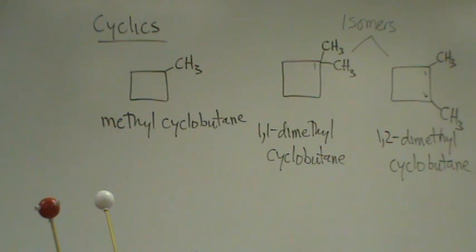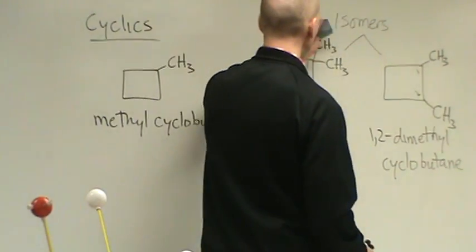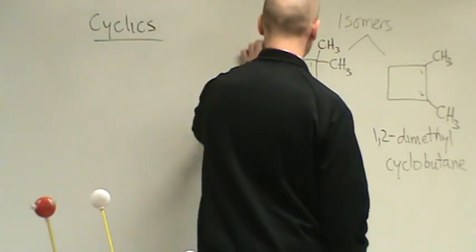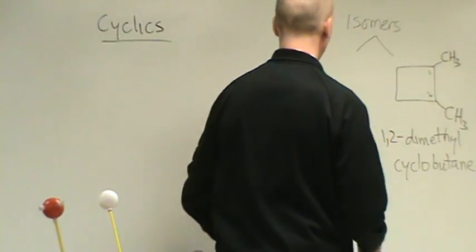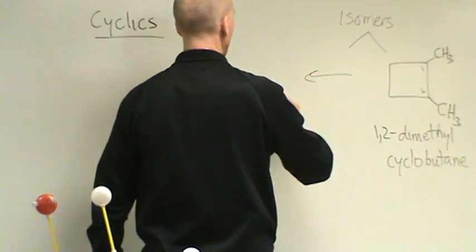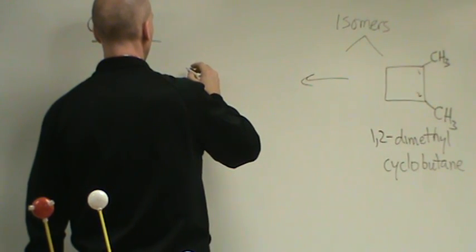Let's come back to this one here. When you have two groups on different carbons, you can end up getting two more additional isomers.